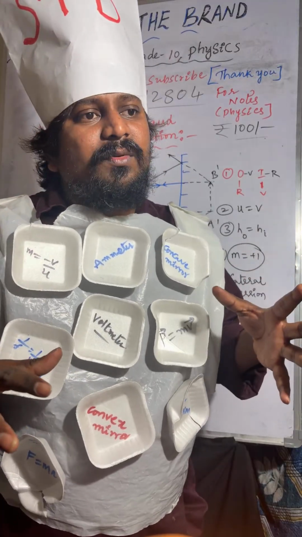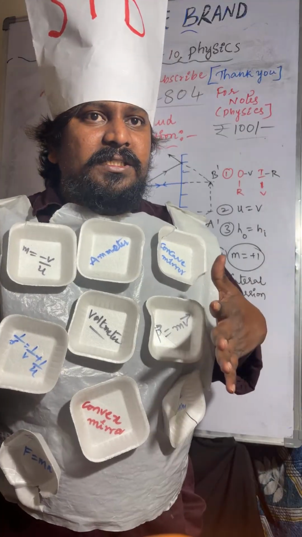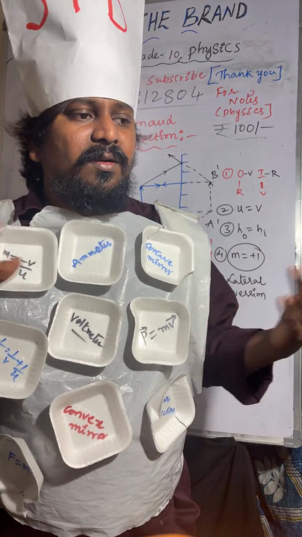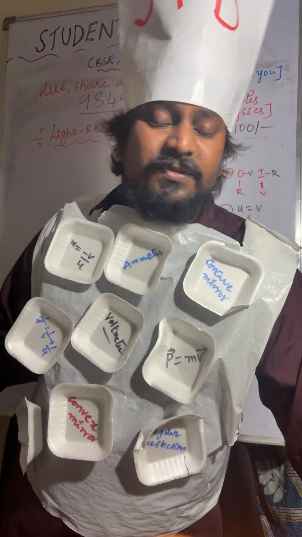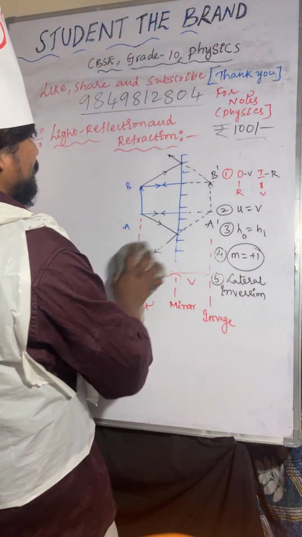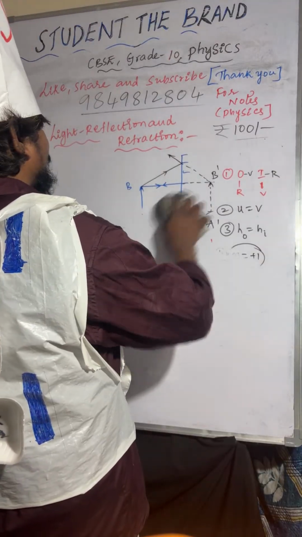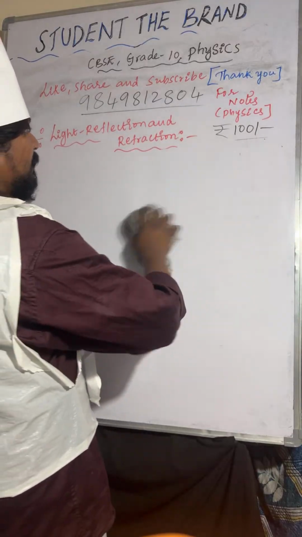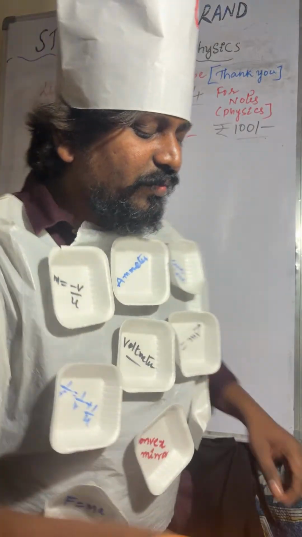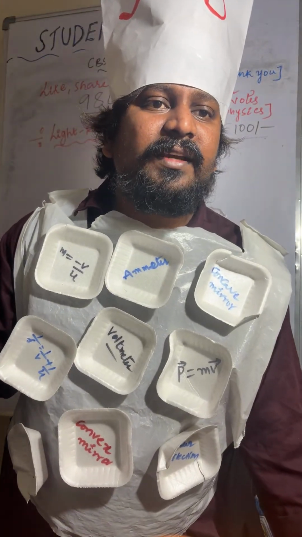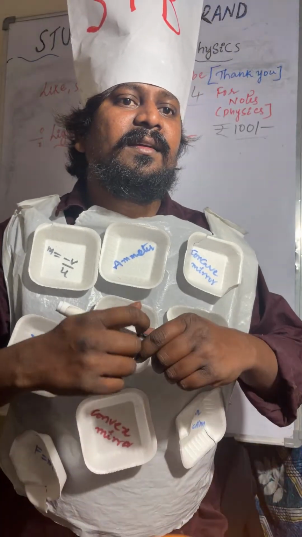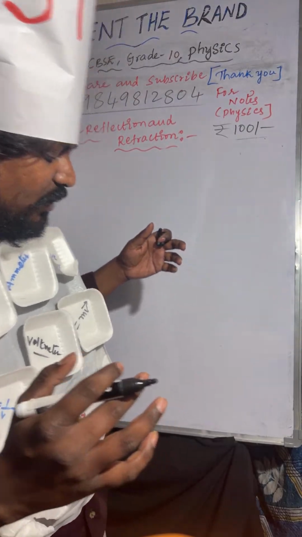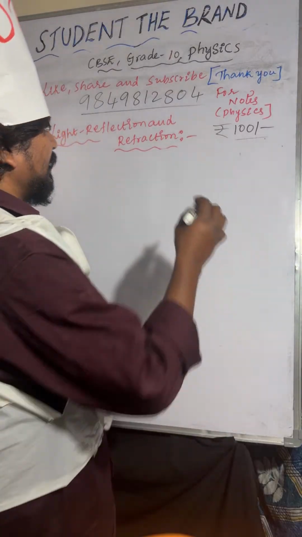Now we will discuss spherical mirrors. There are two types of mirrors: concave mirror and convex mirror. Those are spherical mirrors. Okay, let's start. The mirror which is in the form of a curved surface is called a spherical mirror.